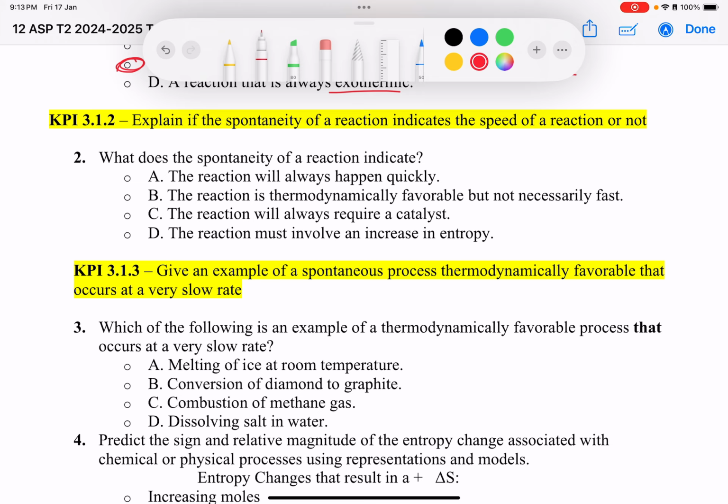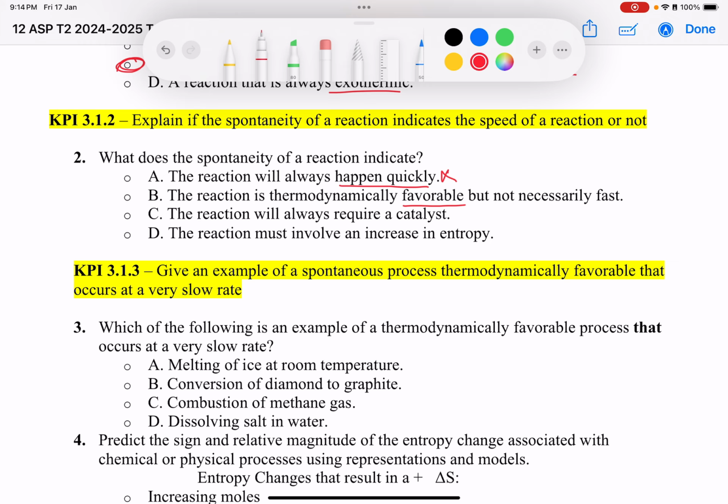What does the spontaneity of a reaction indicate? Okay, let's read the choices. The reaction will always happen quickly? Not necessarily. It could be slow, like iron rusting. The reaction is thermodynamically favorable, but not necessarily fast.